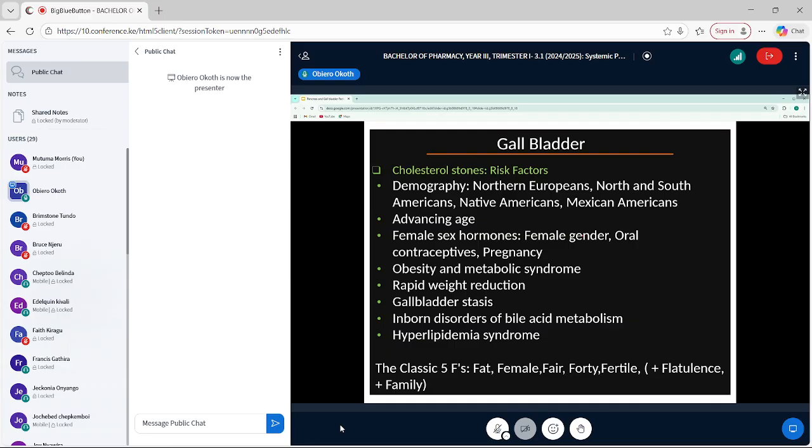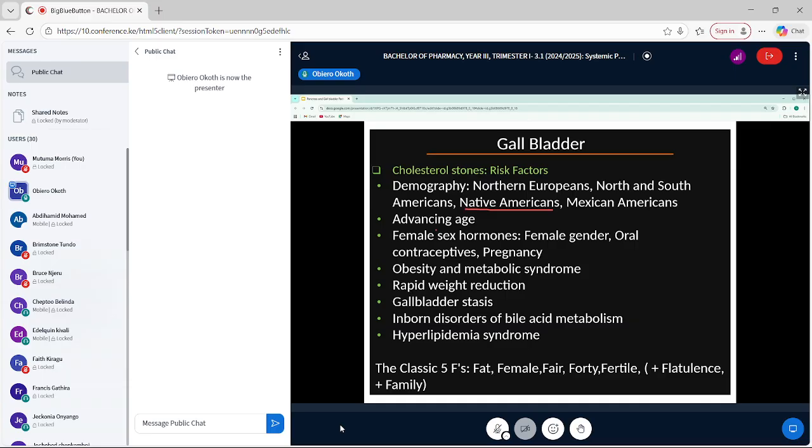This is American data. I'll tell you the current data here. North and South Americans, the Native Americans have increased risk. Yes. Mexican Americans, you can see from the Americans, the Black Americans seem to be less. But that's not true for us. I'll show you what we have.